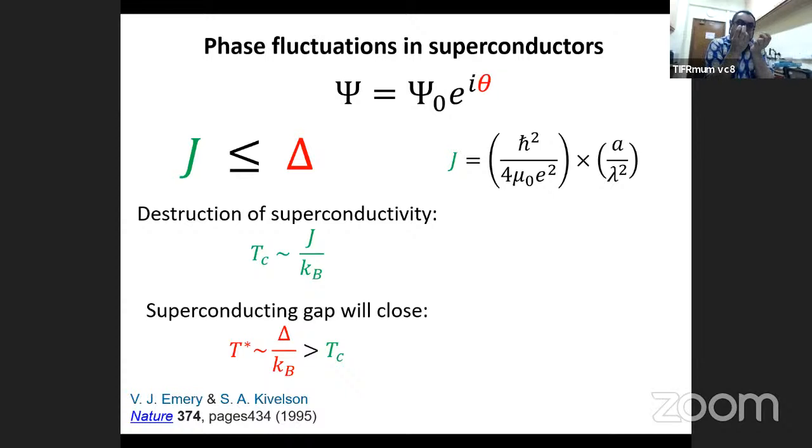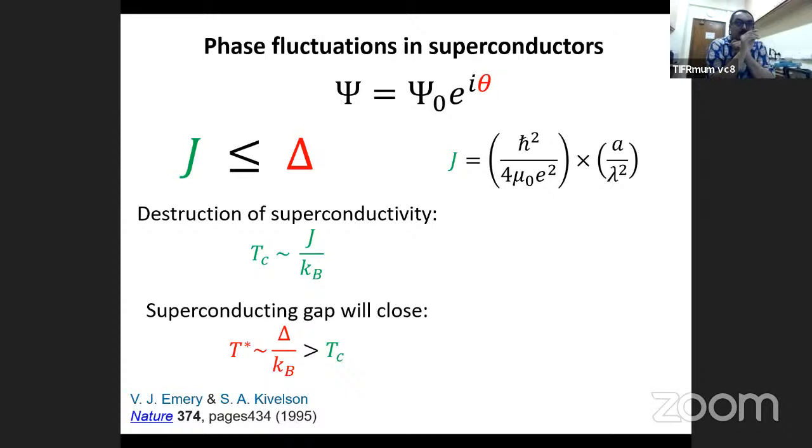However, even if the phase has got scrambled, so all these pairs which were forming the Cooper pairs, even if they become phase incoherent, they can still exist as pairs. And the binding energy of the pair, that is the gap. So therefore, these pairs as an entity will keep existing up to a temperature which is delta by Kb. And now delta by Kb is a temperature that is larger than Tc. So we call that T star.